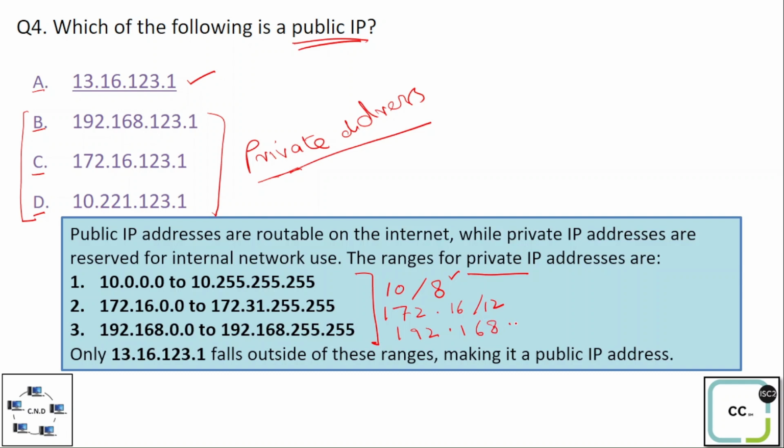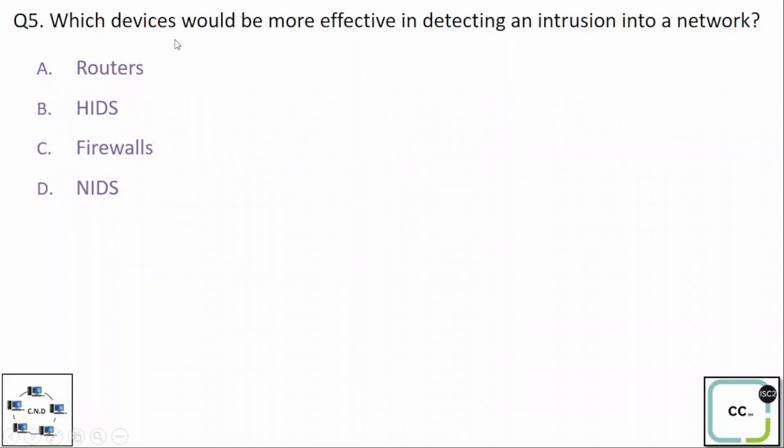This one can be written in CIDR notation, that is classless inter-domain routing, as 192.168/16. You can also write the zeros as I have written over here, or you can simply write the digits, omit the zeros, and write the /16. So as you can see, only 13.16.123.1 falls outside of these ranges, making it a public IP address. Since 13 is out of these ranges, this is the only public IP address.